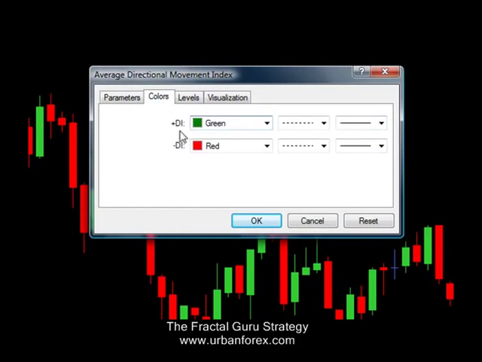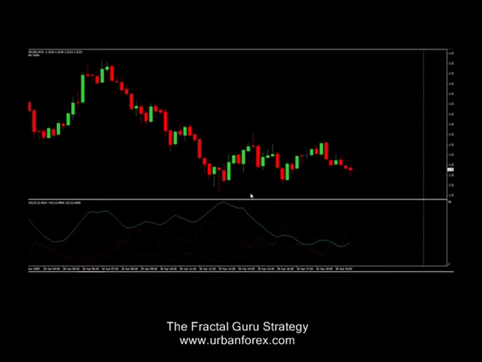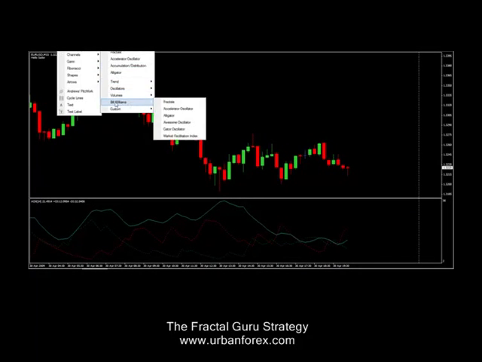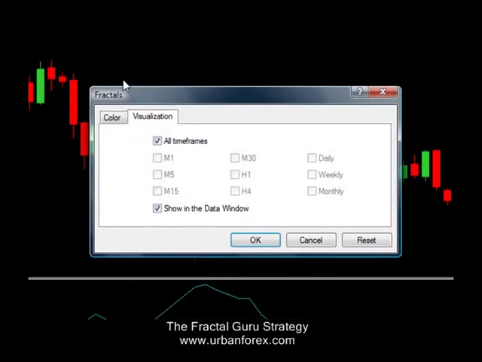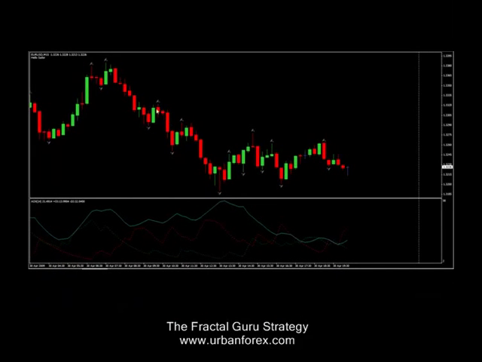And for my colors, I'm going to keep my positive DI to green. I'm going to keep my negative DI to red. And everything else is by default. Click OK. You'll see that show up on the bottom here. I'm going to also click Insert, Indicators, go down to Bill Williams, and you'll see fractals. And I'm going to click that. Everything's all at default levels. Click OK. And you'll see your fractals show up.